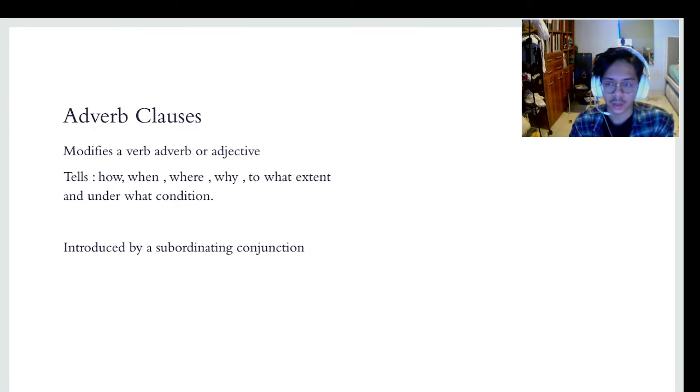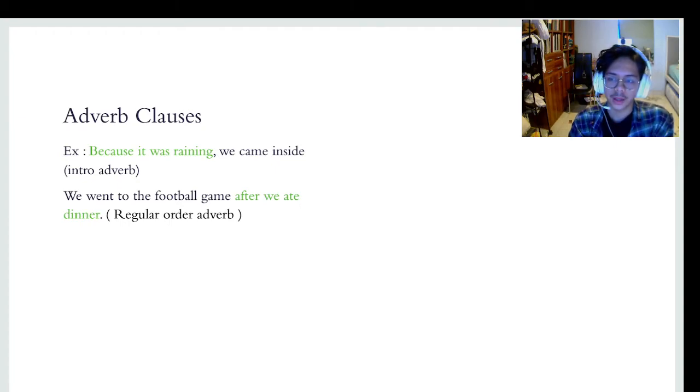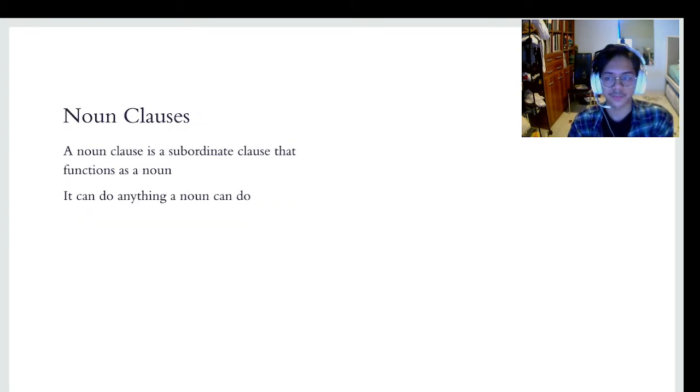So next one is adverb clauses. What is an adverb clause? Adverb clauses modify a verb, adverb, or adjective, and tell how, when, where, why, to what extent, and under what condition. They are introduced by a subordinating conjunction. Adverb clause examples: because it was raining, we came inside. That's an introductory adverb clause. Second one, we went to the football game after we ate dinner. It's a regular order adverb clause.